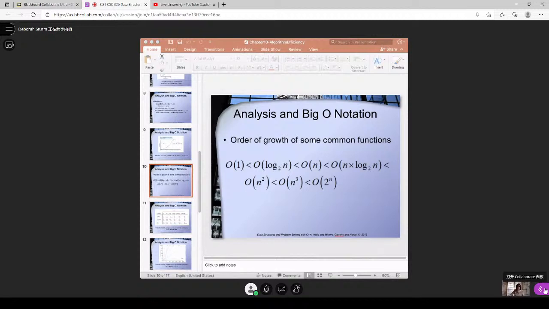So that's worse than O of n, but it's better than O of n squared. And of course, O of n squared, because you see O of n log n is n times log n, and n squared is n times n, so that's bigger. N cubed, of course, is worse, and then 2 to the n is the worst of the ones that are commonly used. These are common functions that are used with O of n, with the order of.